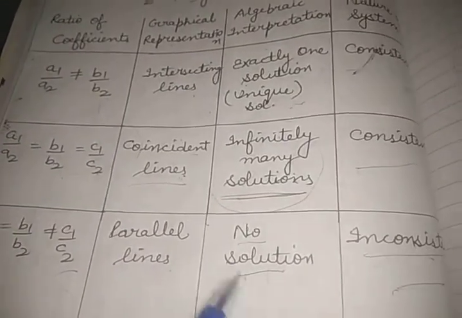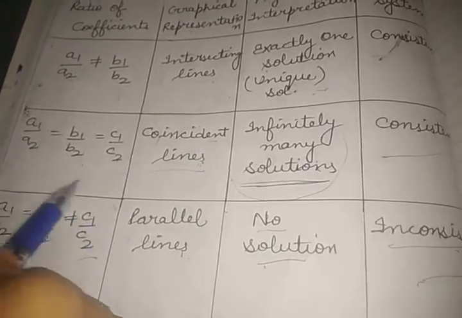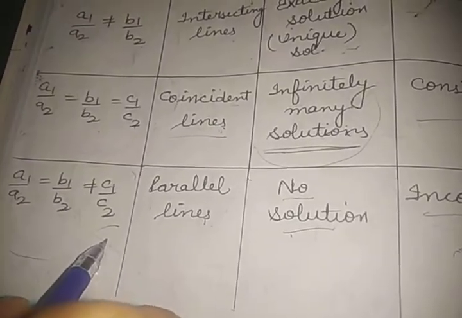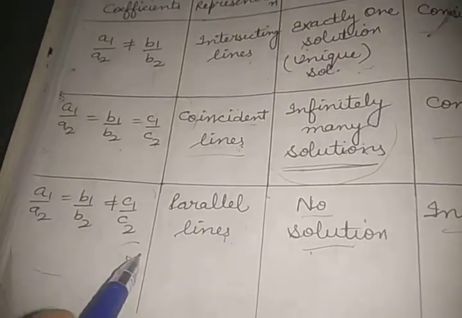And for no solution and parallel lines, you can write the ratio of coefficients in this way. These you know very well. These you know? Yes. Okay. Great. So now let's discuss some sums related to it.